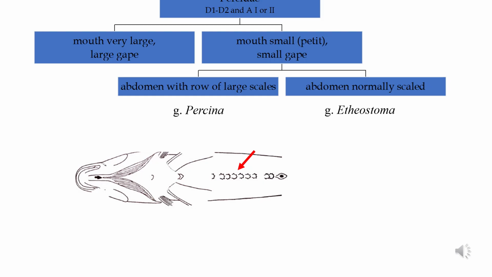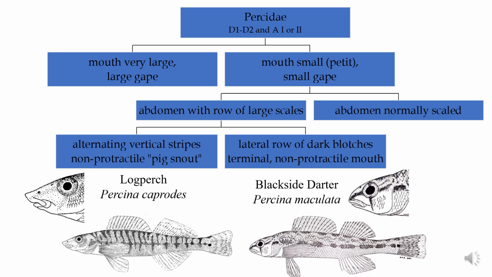And if you look at its abdomen, instead of having a normally scaled abdomen, there will be a row of particularly large scales right down the center line of that abdomen. If you see that row of large star-shaped scales, sometimes these can be absent, I'll point that out, but you get this row of large star-shaped scales, or almost a naked strip there, you're in the genus Percina. So you have determined that you have a Percina. It's a small perch with a small mouth, and it has that abdominal row of large scales.